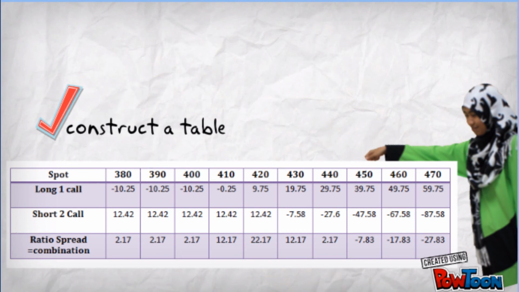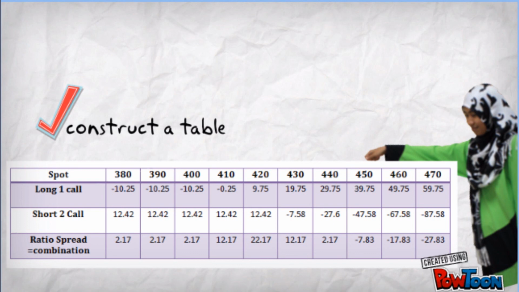Then, the seller of the option will have a loss from the spot price 430 until 470 because the spot price is more than the strike price. So the buyer will exercise the option. If the buyer exercises the option, the seller needs to buy the stock at the higher price at the market and sell to the buyer at the strike price. So that's why the seller loses if the stock price increases. Then don't forget to multiply each loss by 2 because the seller shorts 2 calls.